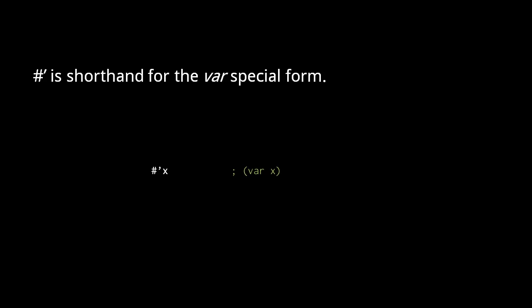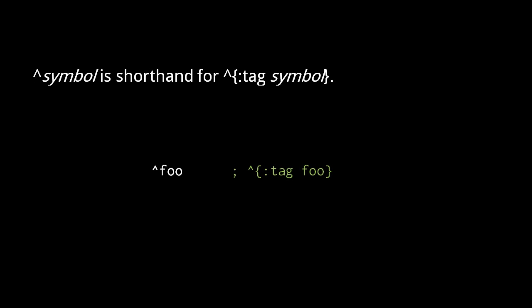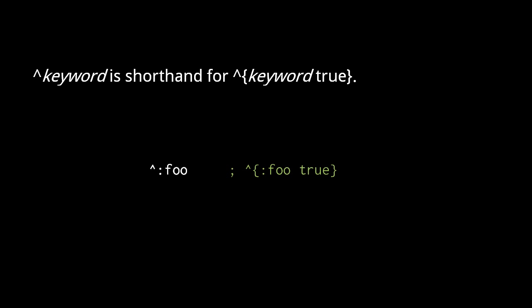Like quote, the var special form has a shorthand syntax, number sign apostrophe. When the caret symbol precedes a symbol, it is shorthand for a metadata map in which the symbol is associated with the keyword tag. As we'll discuss later, the keyword tag in metadata maps is used by some special forms and macros to convey type information. When the caret symbol precedes a keyword, it is shorthand for a metadata map in which the value true is associated with that keyword. Again, this is convenient for certain special forms and macros, which expect metadata maps of this form. That covers most of the syntactical conveniences, but there are a couple more we'll mention later.